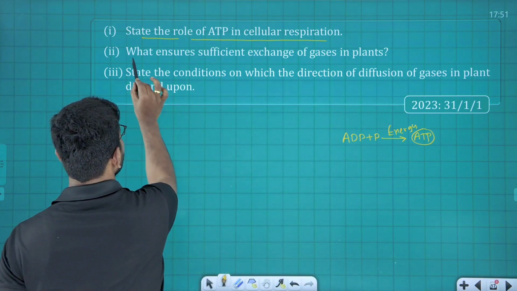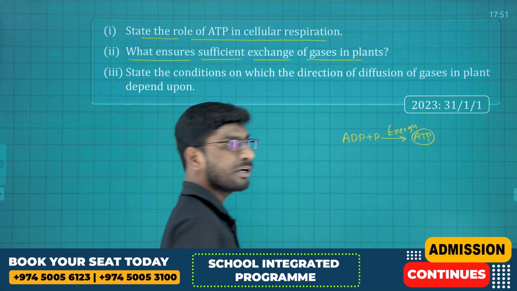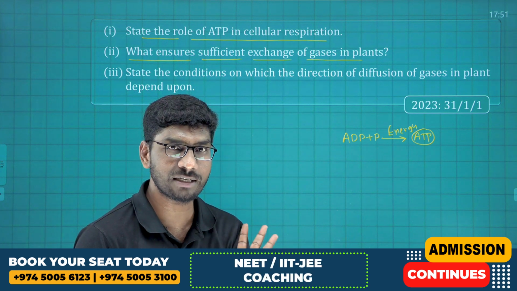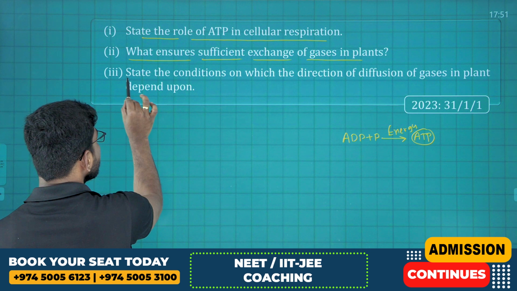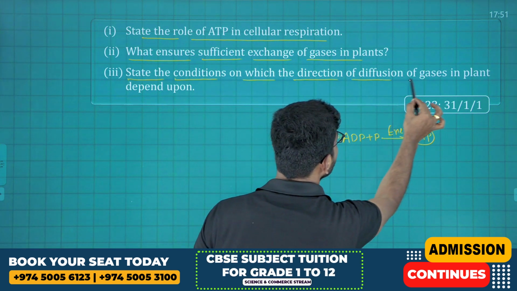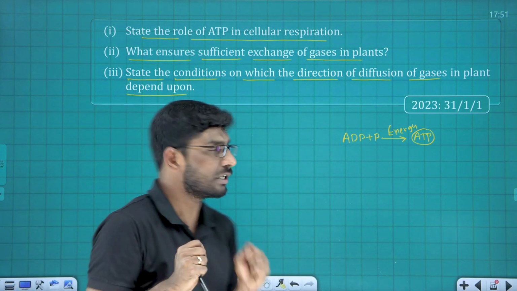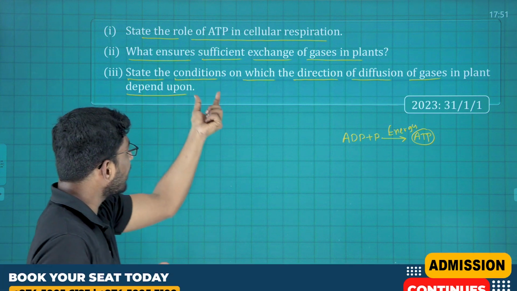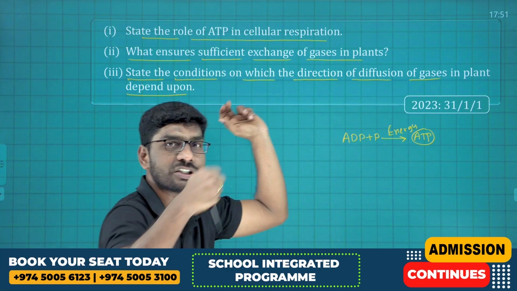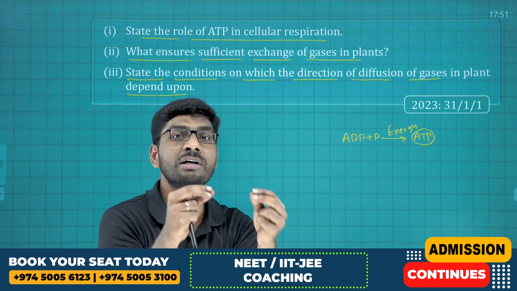Next, number 2. What ensures sufficient exchange of gas in the plant? Stomata. Exchanging of gas through what? Stomata. Simple answer. Next, state the conditions on which the direction of diffusion of gases in plants depends. This is important, carefully listen here. Two conditions are given in NCERT. One is called environment, the second is called requirement of the plant.